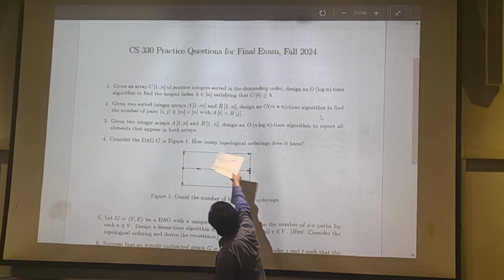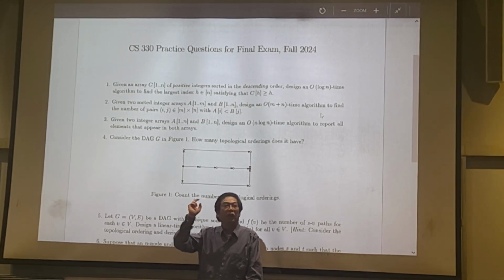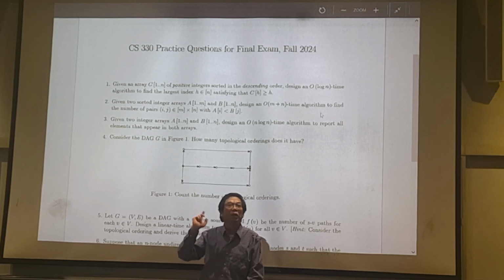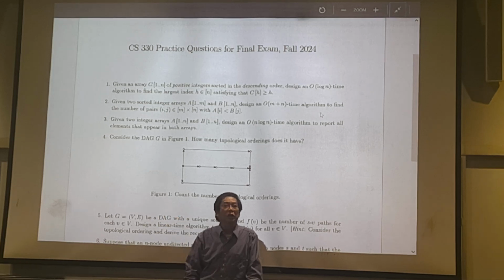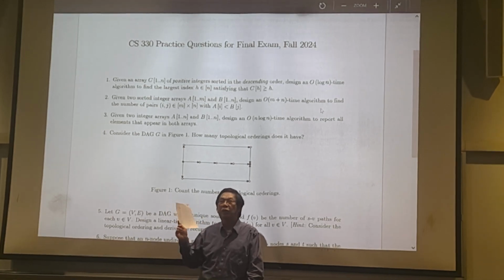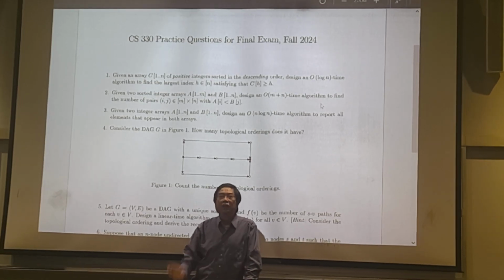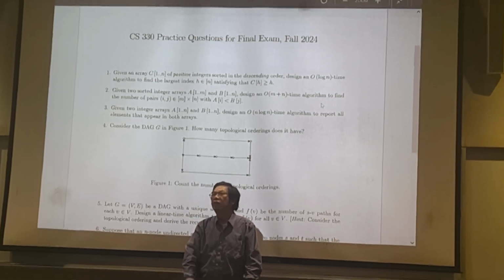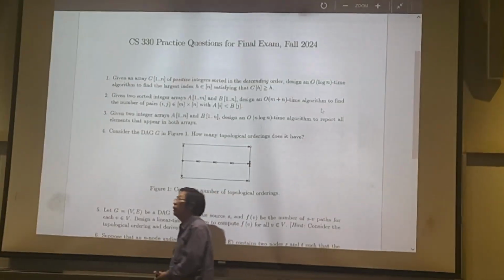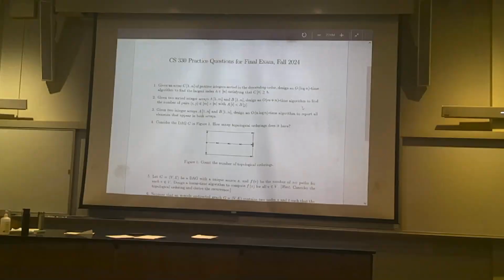The first problem is: given a sorted array C, sorted in descending order, of positive integers, we want to find the largest index h such that C[h] is at least h. Indeed, I can tell you this problem actually comes from a real world application, the h-index.